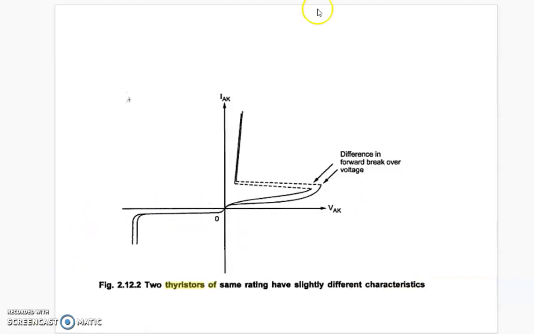This graph clearly shows that even if two thyristors connected in series or in parallel have the same characteristics, that is, the same rating, they will still behave differently. This graph explains that if two thyristors of the same rating are connected in series or parallel, there is a difference in breakover voltage. This difference in breakover voltage is because of the voltage that is applied on the SCR.